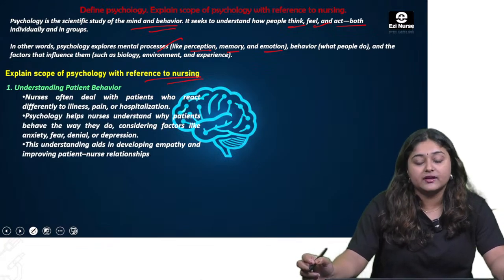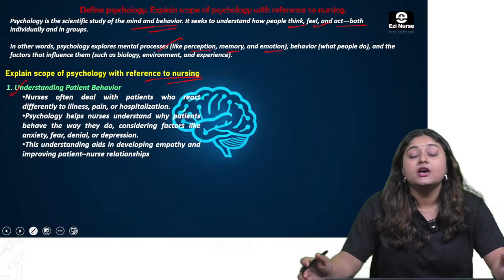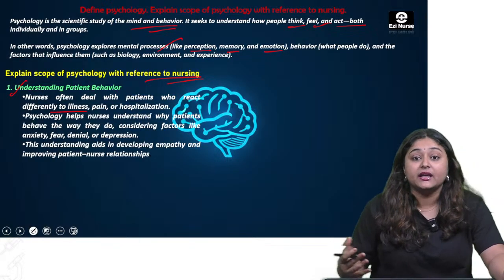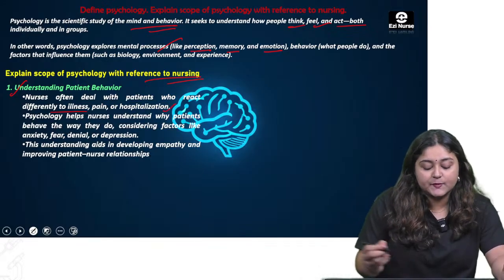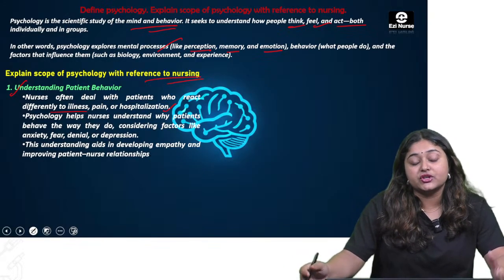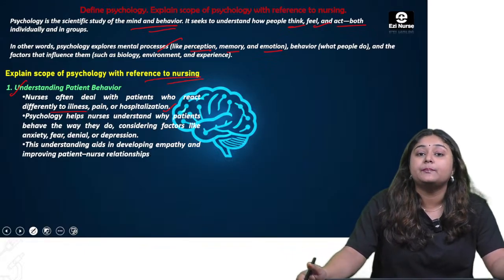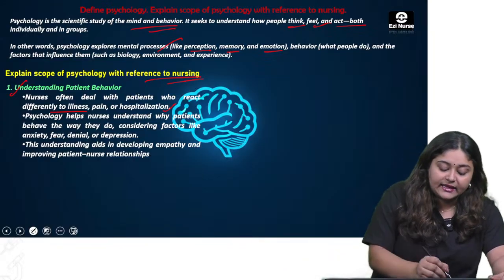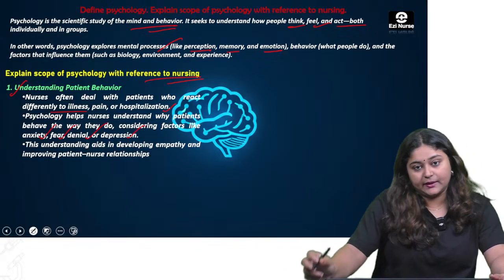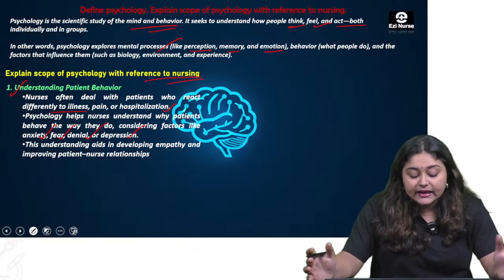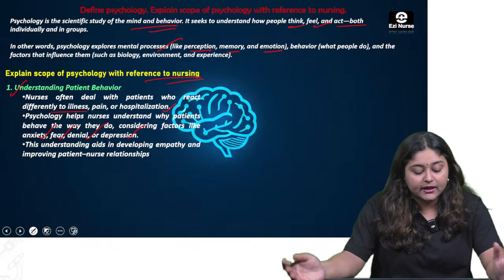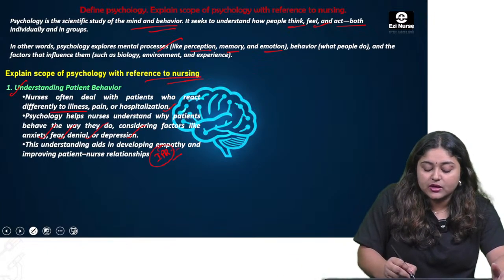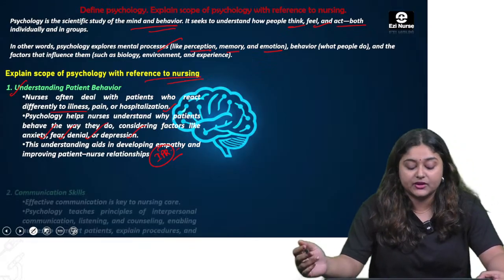So what are the scopes? First is understanding patient behavior. Nurses often deal with patients who react differently to illness, pain and hospitalization. Psychology helps nurses understand what the patients actually need, the way they behave, considering factors like anxiety, fear, denial as well as depression. This understanding develops through empathy and through improving the nurse-patient relationship or interpersonal relationship. So this is understanding patient behavior.